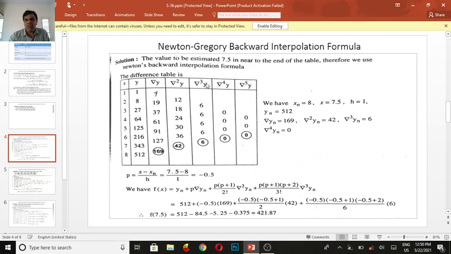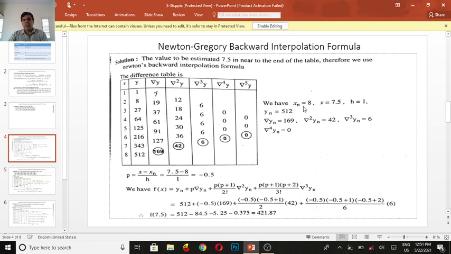Again, take del cube y naught: 18 minus 12 is 6, 24 minus 18 is 6, 30 minus 24 is 6, 36 minus 30 is 6, 42 minus 36 is 6. So the difference is eliminated.